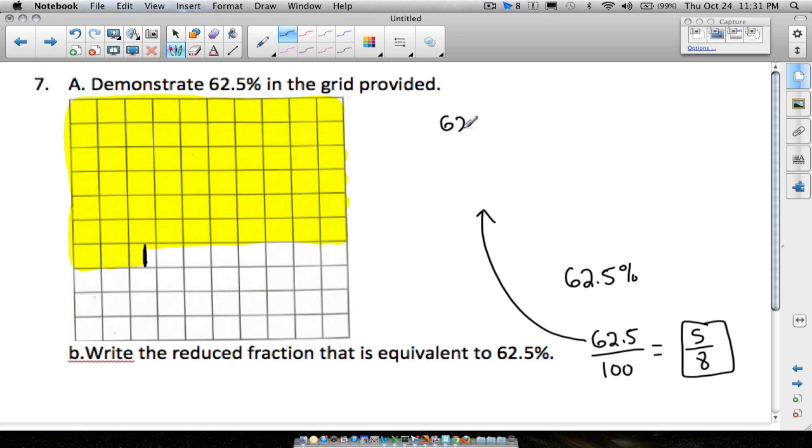62.5 out of 100. Really, where does 5/8 come from? Well, really what we have here is if we take a little shortcut. And it's a shortcut if you didn't have a calculator. Move this decimal over one place to the right, so you have 625.